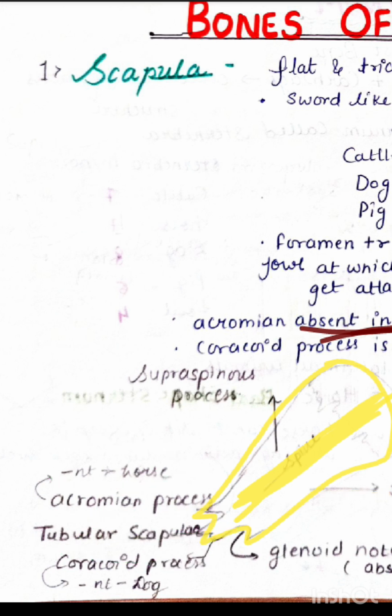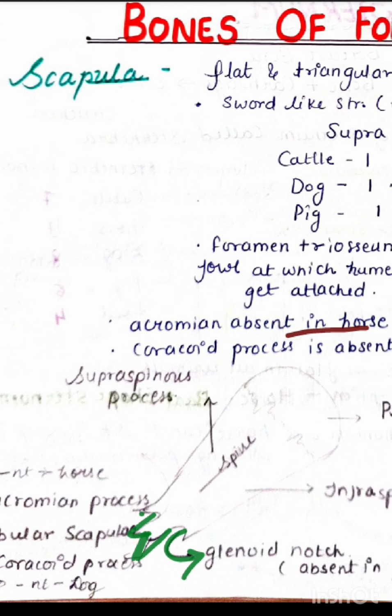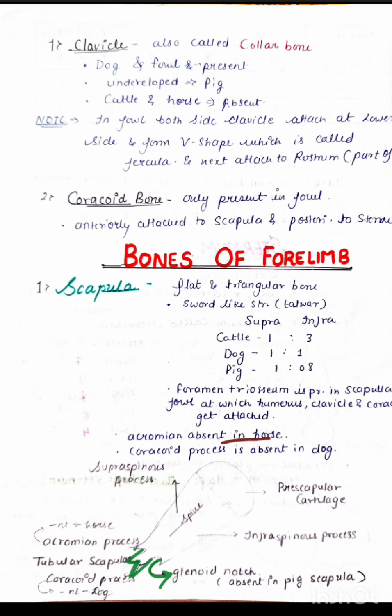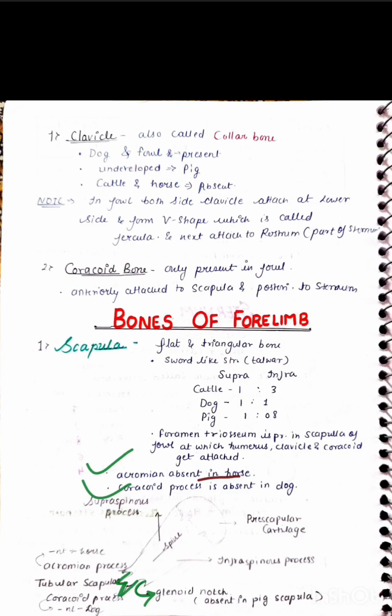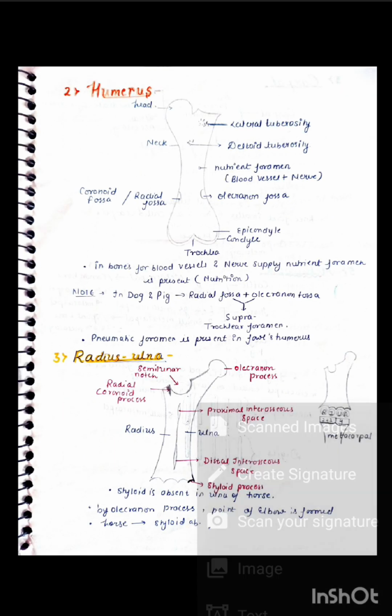Let me make it clear. This is the acromion process. This is the tubercle, and this process is known as the coracoid process, which is absent in the dog, and this is the glenoid notch, which is absent in the pig scapula. So the acromion is absent in the horse, and the coracoid process is absent in the dog.